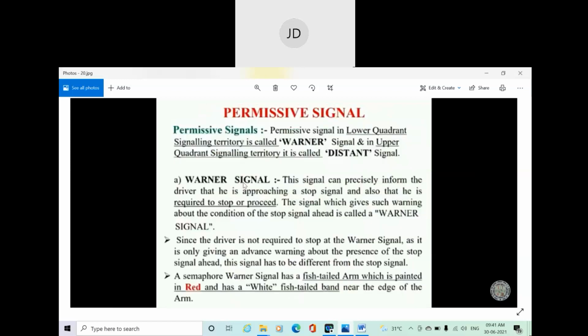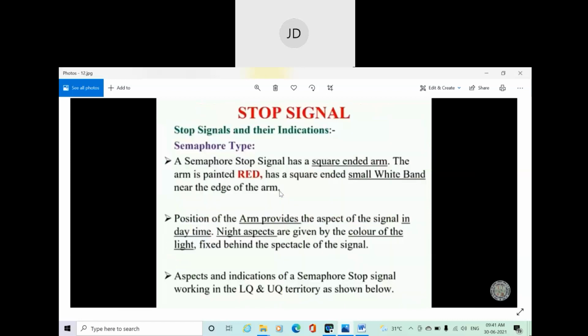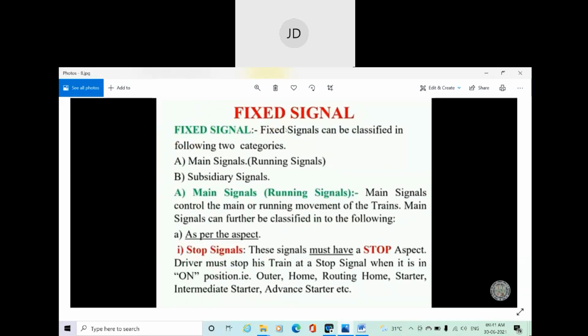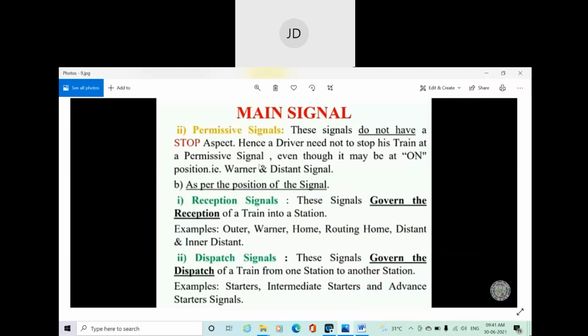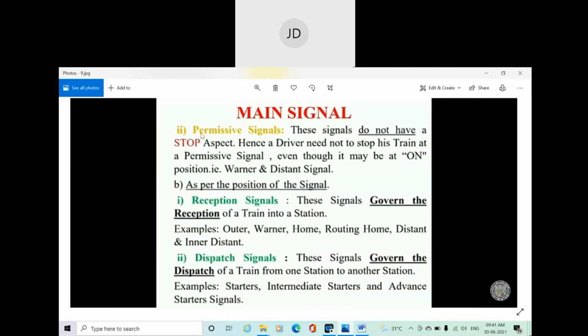So the next type under fixed signal is the permissive signal. I'll go to the first slide again. Under fixed signal we mainly have the main signal, and basically we are discussing our main signal. Under main signal we have stop signal and permissive signal. Regarding stop signal we discussed in the last class, and today we are going to discuss permissive signal.